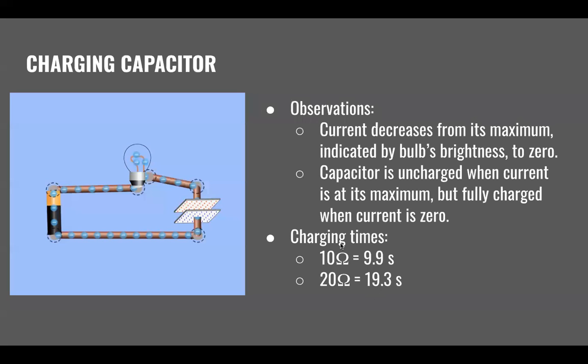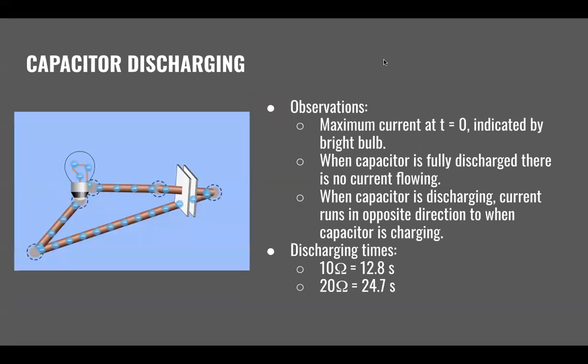For the charging capacitor, we observed that the current decreases from its maximum, indicated by the bulb's radiance, to 0, and the capacitor is uncharged when current is at its maximum, but fully charged when current is 0. And the charging times are substantially smaller for the 10 ohm light bulb.